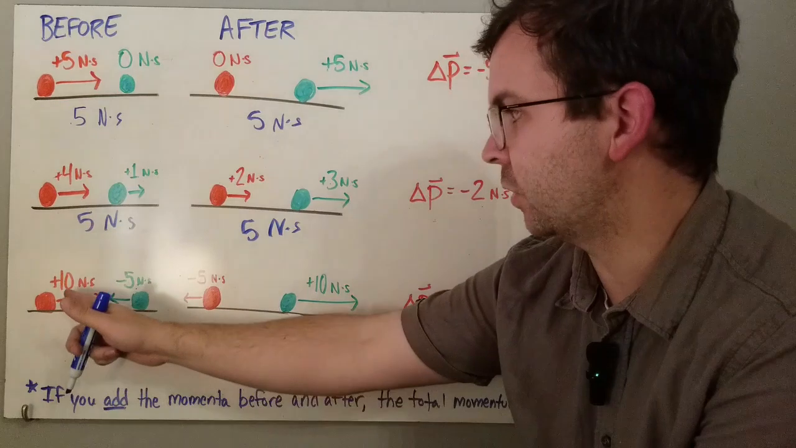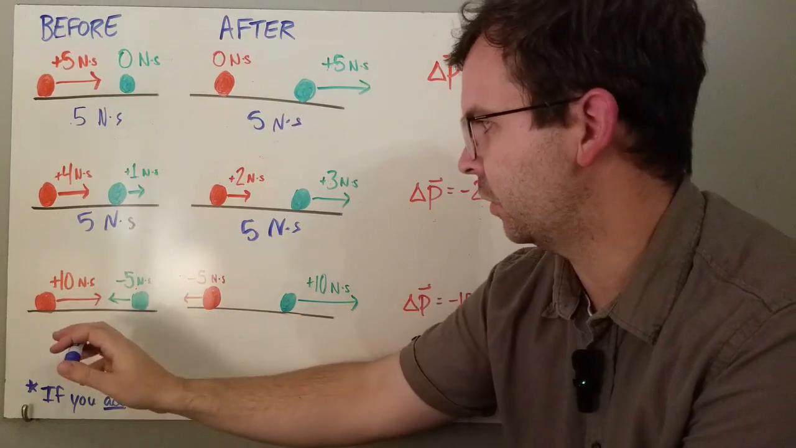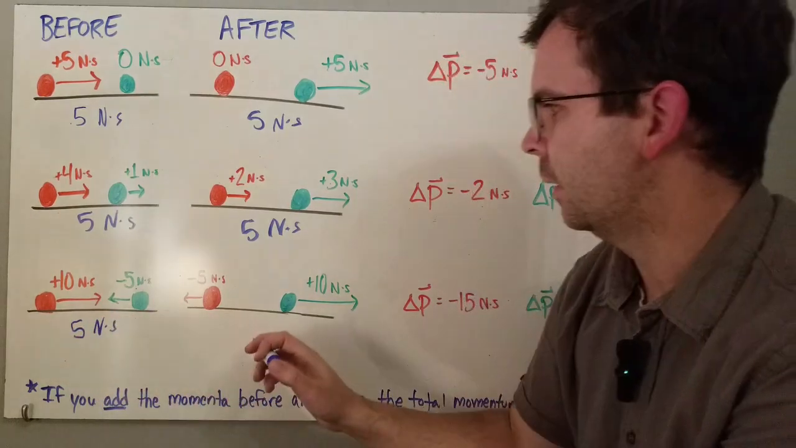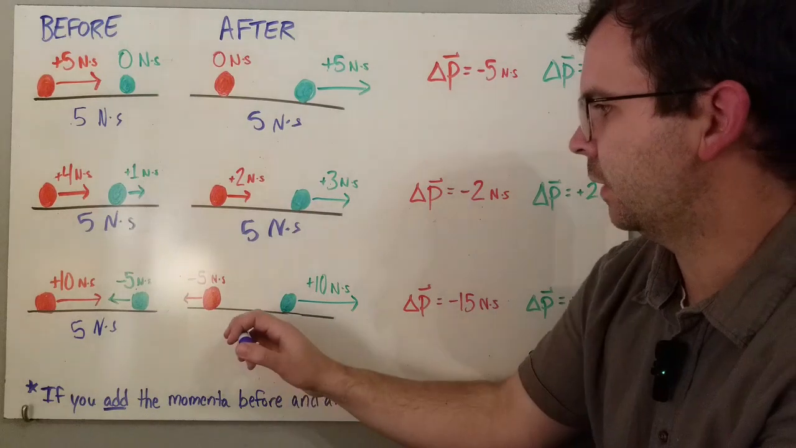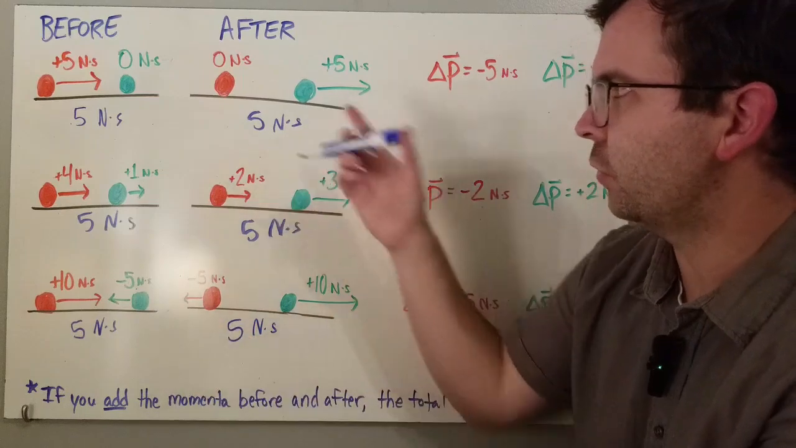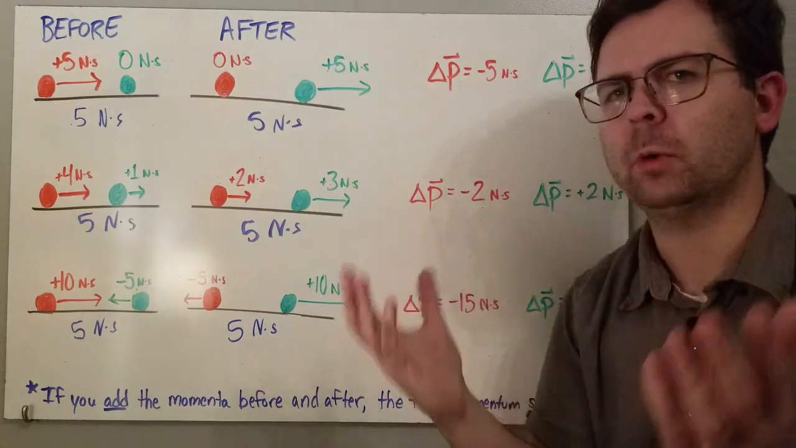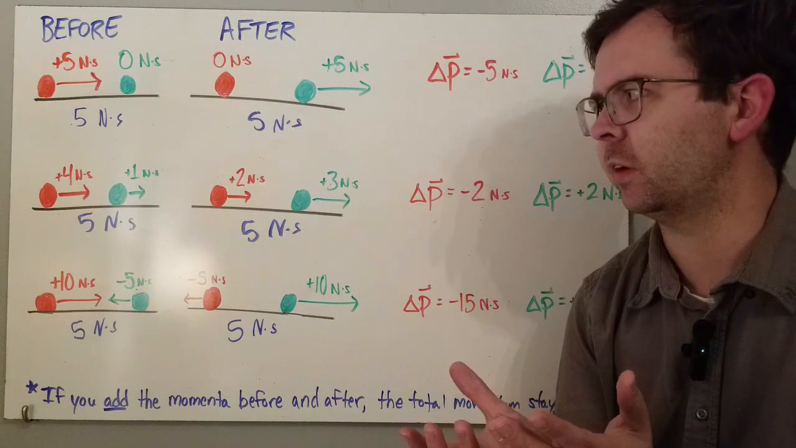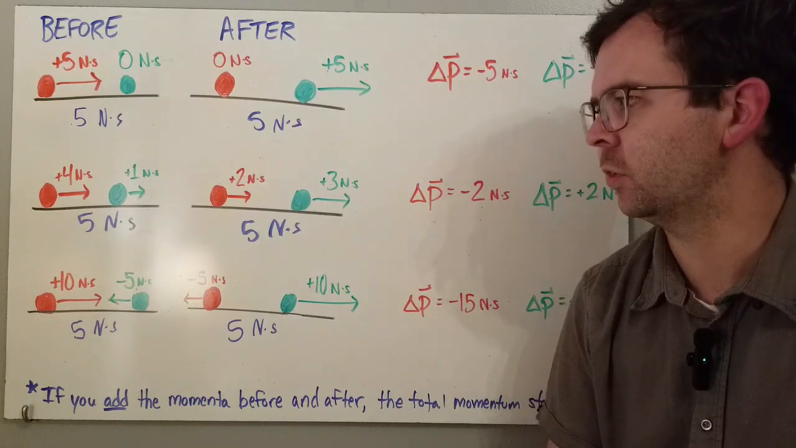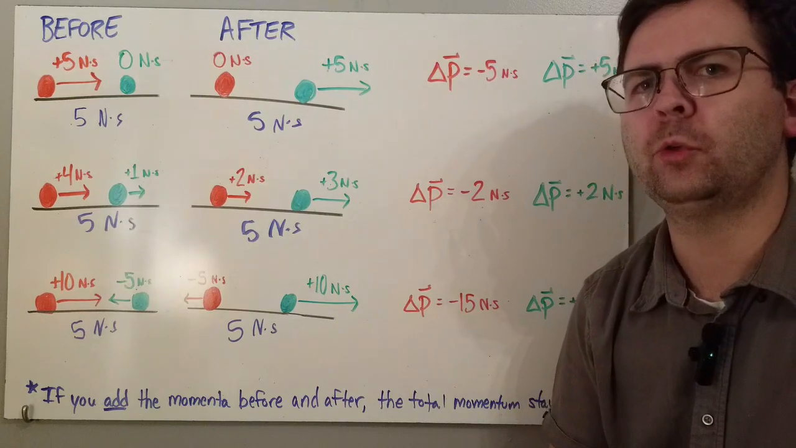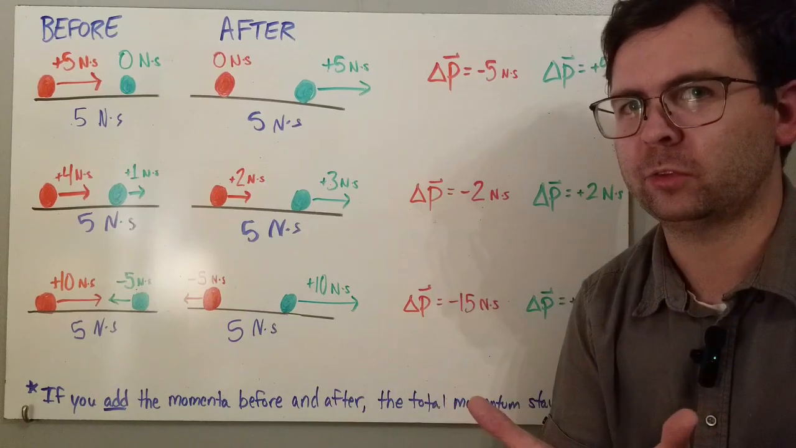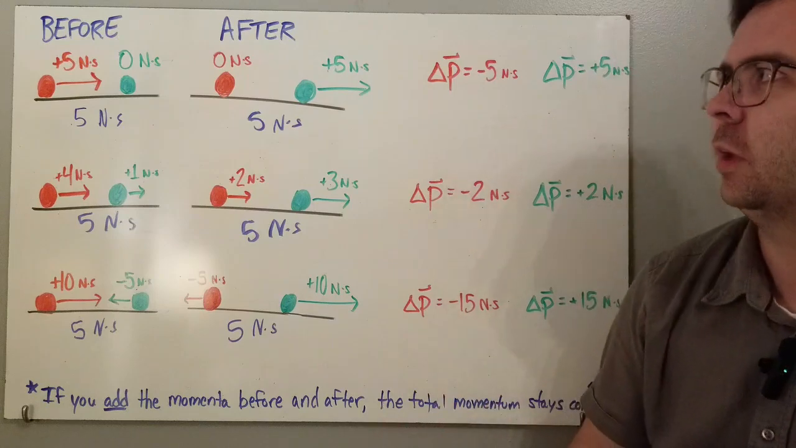Now, if we add the positive and the negative here, positive 10 plus negative 5, that's still a positive 5 Newton seconds. And negative 5 plus 10, that's positive 5 Newton seconds. So in each of these situations, the total momentum of the two balls added together is constant. It's at 5 before and after the collision. And so this is a more useful way to keep track of how much momentum the system has as a whole, the system being the two balls added together.